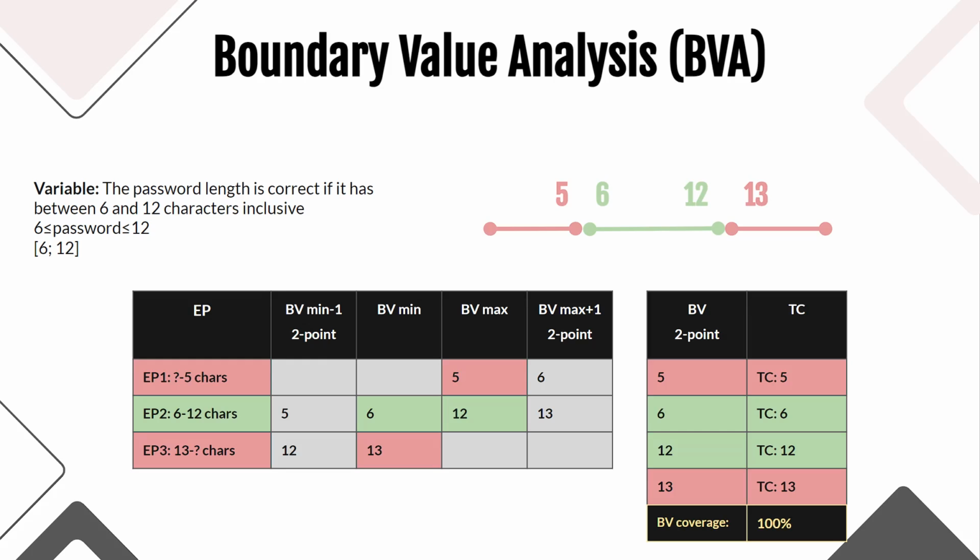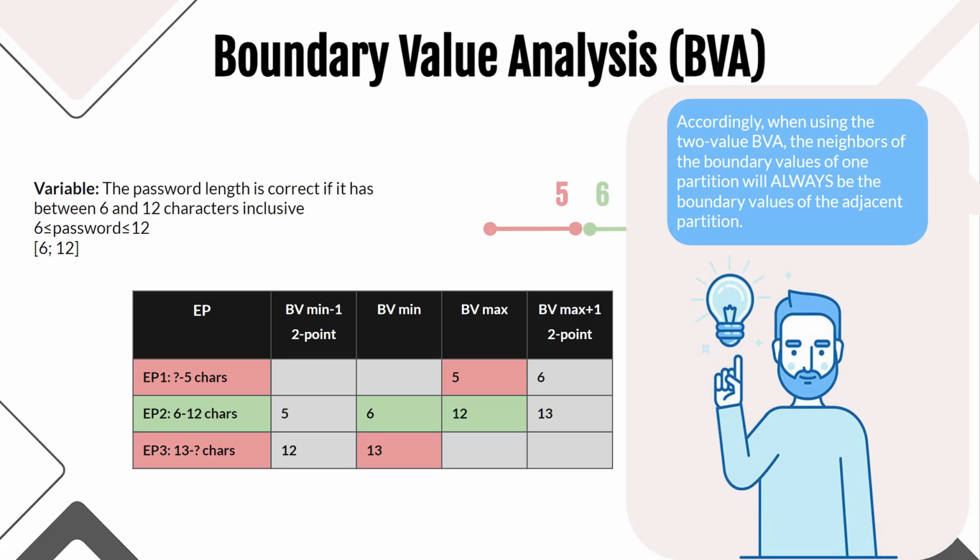Accordingly, when using the 2-point boundary value analysis, the neighbors of the boundary values of one partition will always be the boundary values of the adjacent partition. That is why most of these steps are ignored and not explained. After all, we have additional confusions and twists, but the result is the same as we would ignore all these steps.